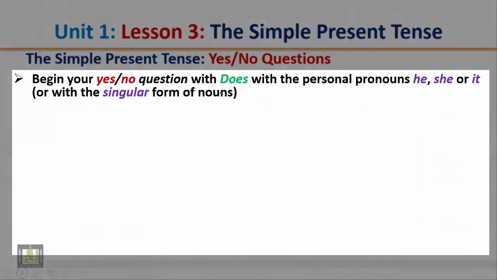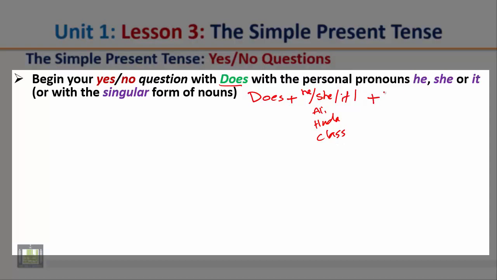Begin your yes no question with does with the personal pronouns he, she, or it, or with the singular form of nouns. So start your question with does plus he or she or it. Or we can use a noun, for example, Ali, Huda, class, etc. Plus the base form of the verb. And then complete your question.